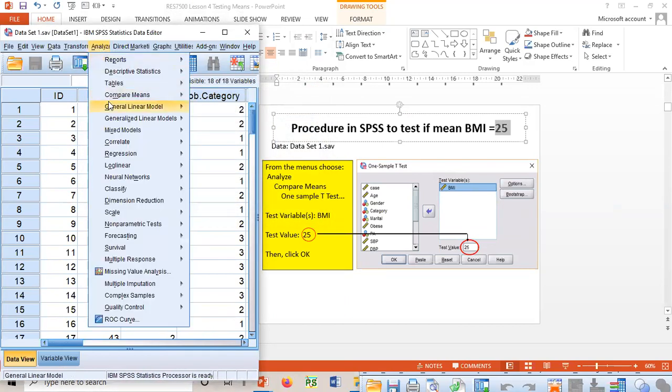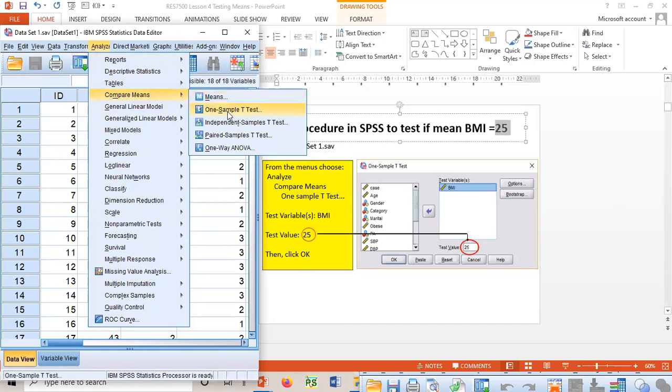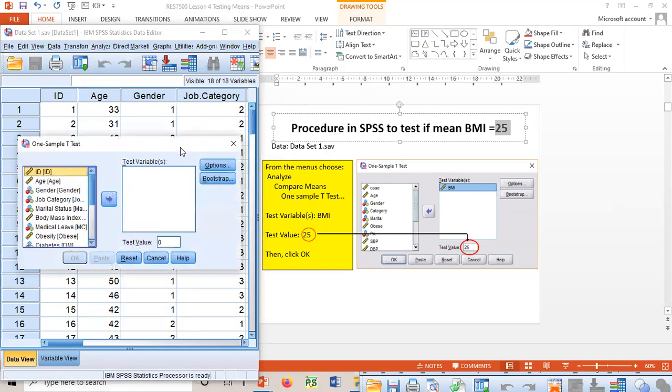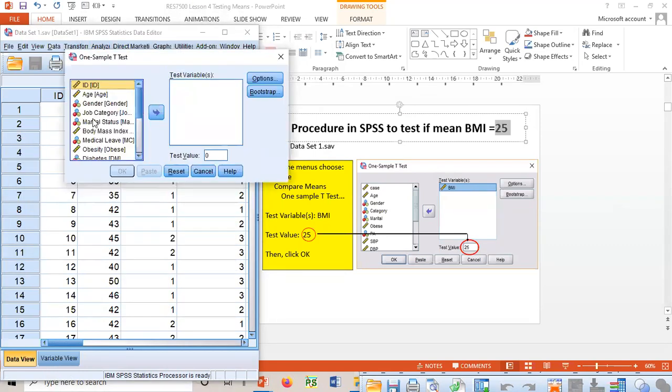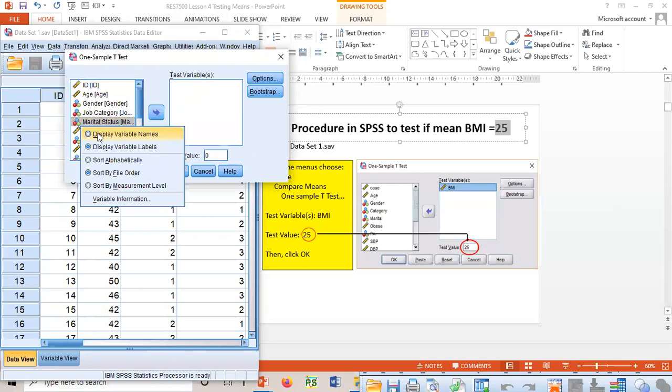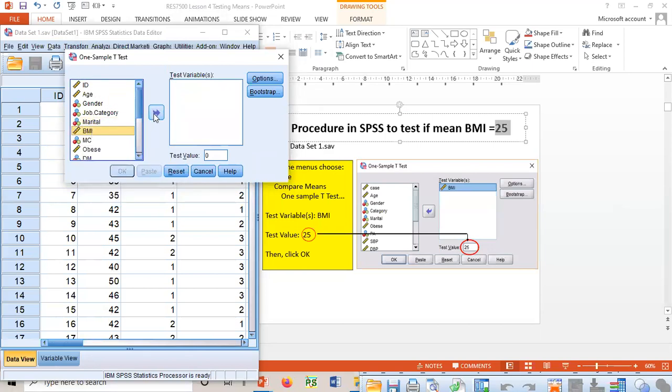Analyze, Compare Means, One-Sample T Test. Are you in one sample t-test? Oh, no, I'm in Means. Okay, sorry, not independent. One-sample t-test. Let me right click, display variable names. So BMI, you want to know whether BMI is 25. That's all. Click OK.